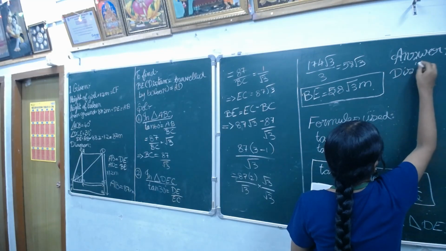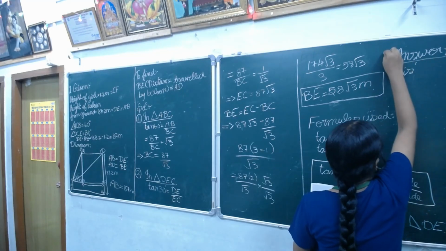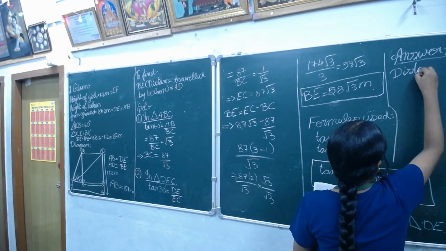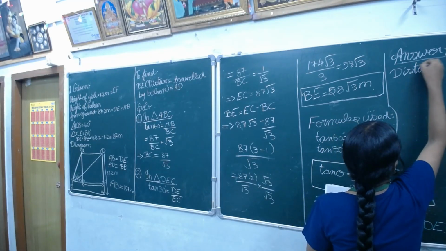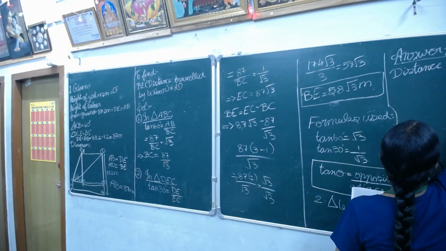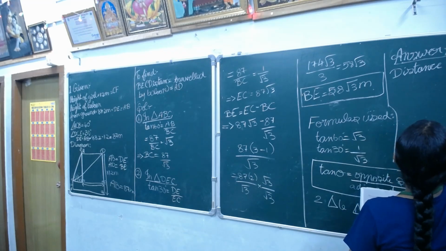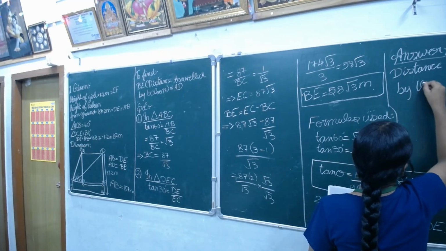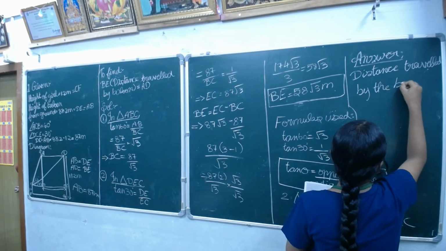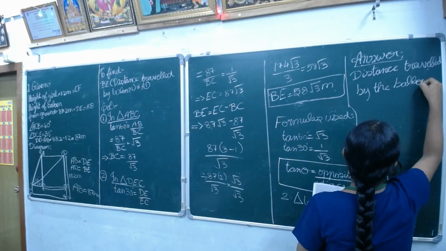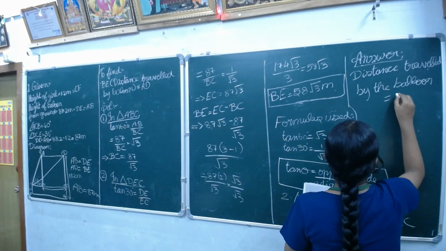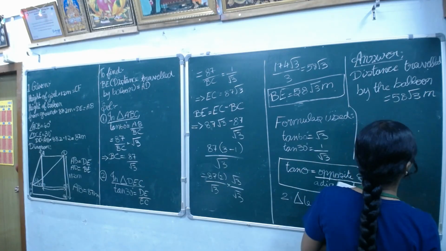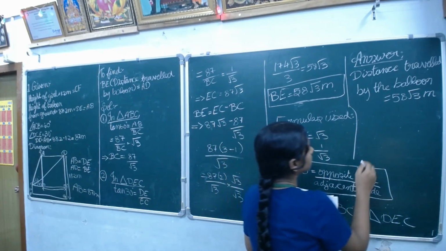Put a straight line on the left side. Distance traveled by the balloon. Okay, so that is your final answer.